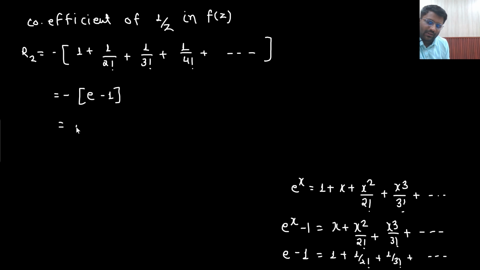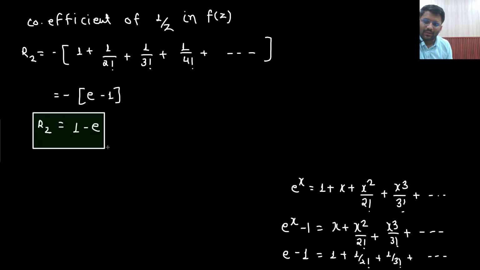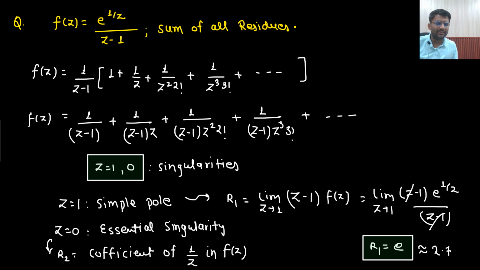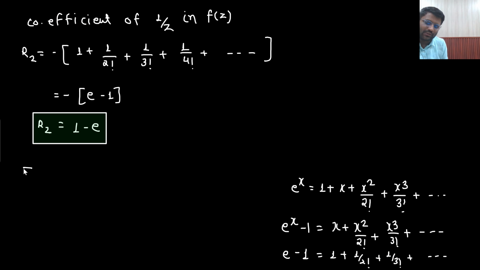So what is the answer you are getting? 1 minus e. This is your R2. So R1 is e and R2 is 1 minus e. So what is your summation of R? That is R1 plus R2.